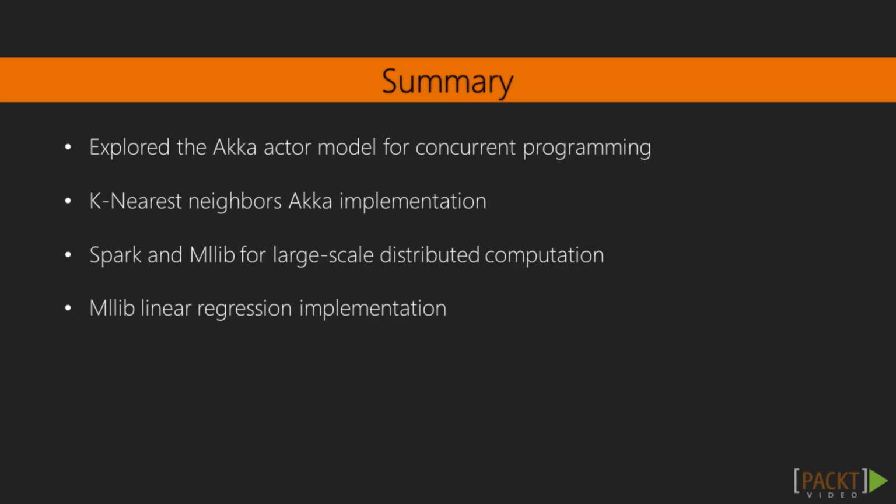This has been the last video in section 6 of this course. In this section, we learned about the Akka actor model for concurrency, which we then used to create a multi-threaded k-nearest neighbors implementation. Then we learned about the Apache Spark framework for distributed computation, and specifically its MLlib library, which we used to implement linear regression in Spark.